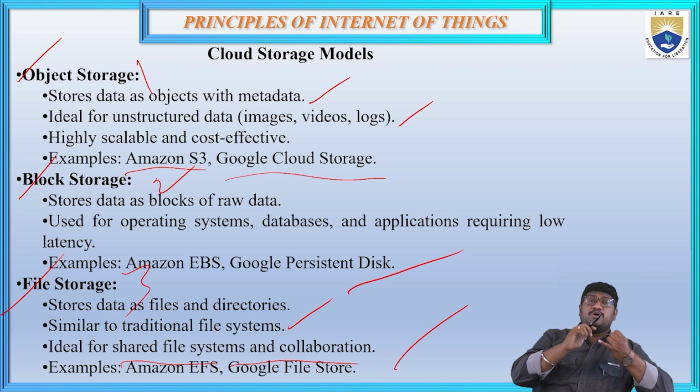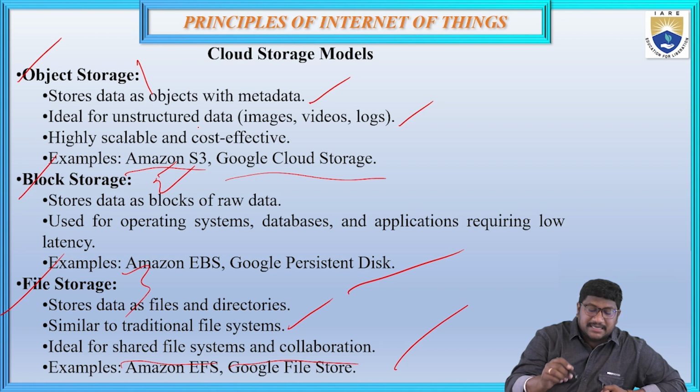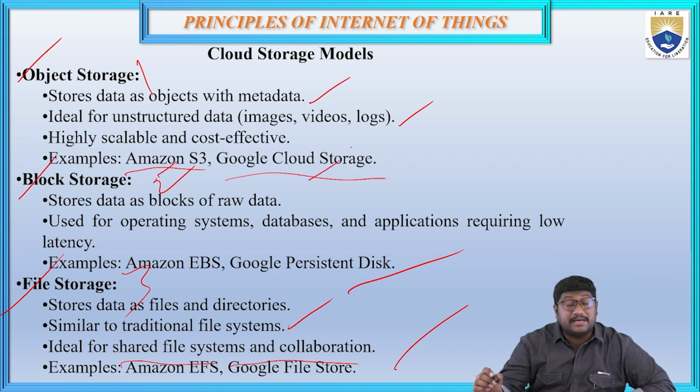Coming to the object storage model, here the data is stored as objects along with metadata. It is ideally used for unstructured data such as images, videos, logs, etc. This particular storage is highly scalable and very cost effective. Amazon S3 and Google Cloud Storage are the best examples for object storage, guys.